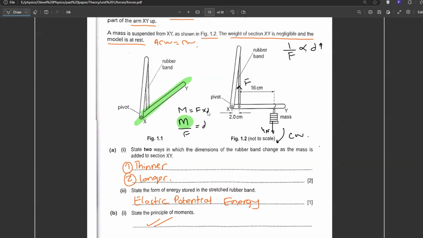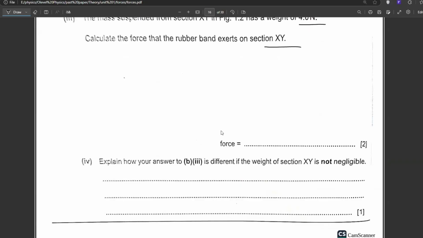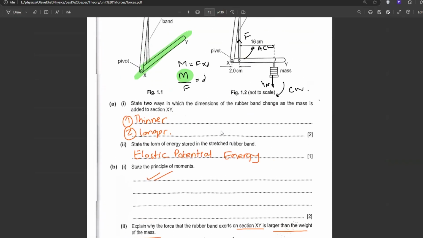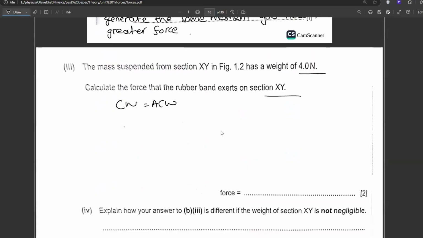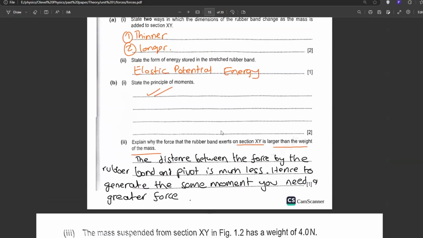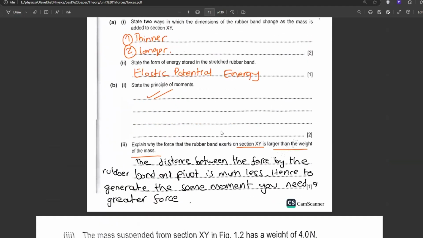This will cause which type of a moment? Anti-clockwise moment. So this force F is at a distance of 2 centimeter. This weight is at a distance of 16 plus 2, 18 centimeter. So what can you say? You can say clockwise moments is equal to anti-clockwise moments. What is the force causing clockwise moment? 4 Newton at a distance of 16 plus 2, that is 18. 4 into 18. What is the force causing anti-clockwise moment? F at a distance of 2 centimeter.